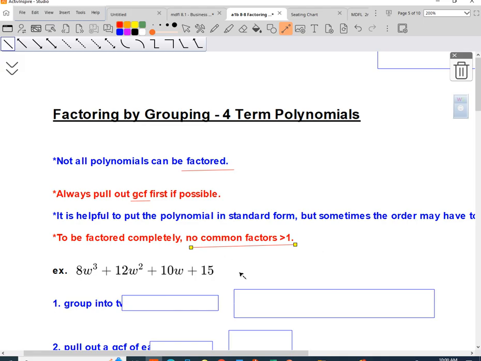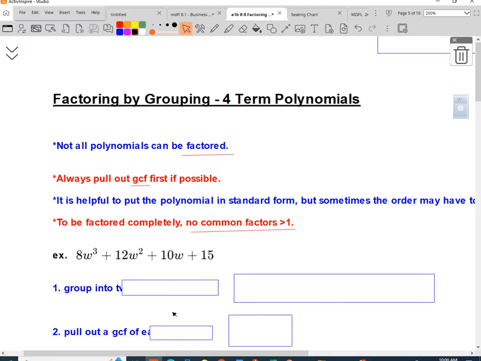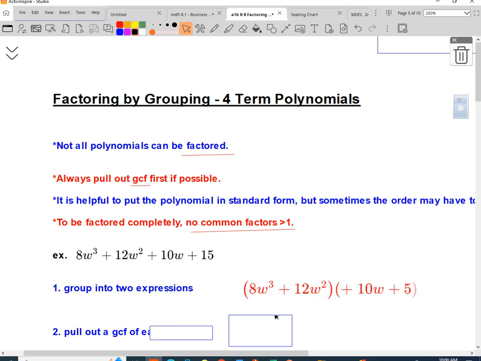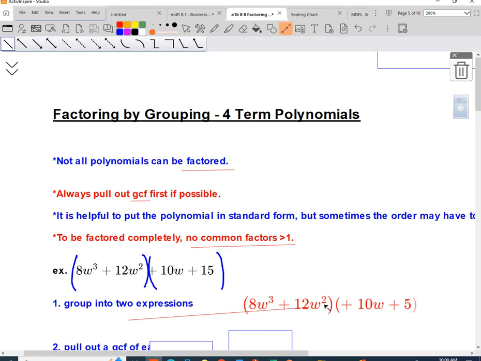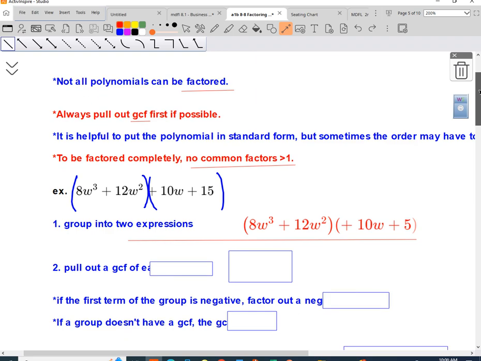All right, the very first thing we're going to do is we're going to group our four terms into two expressions. Now, they're not two factors. They're not two factors. We're just putting the parentheses around the plus sign here. Now, on your homework, you're going to be able to just do it like that. All right, but for your notes, I want you to write everything you have here. And I'll do some examples where you don't have to write it out like that.